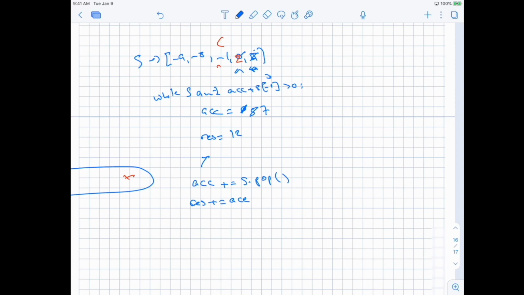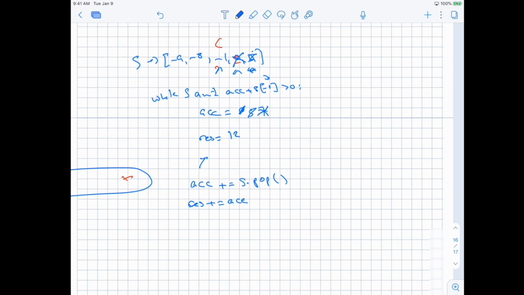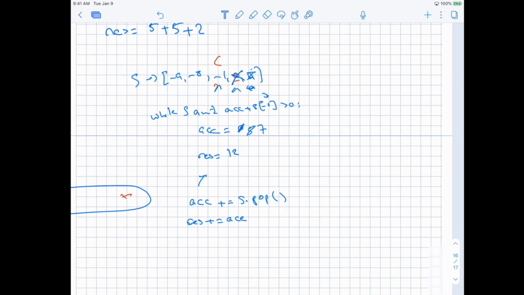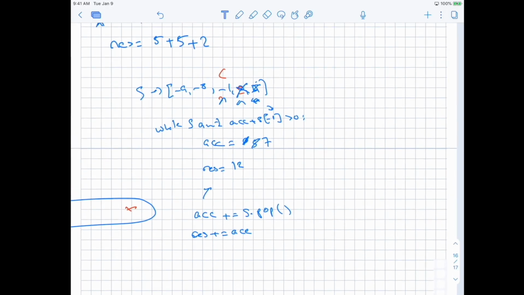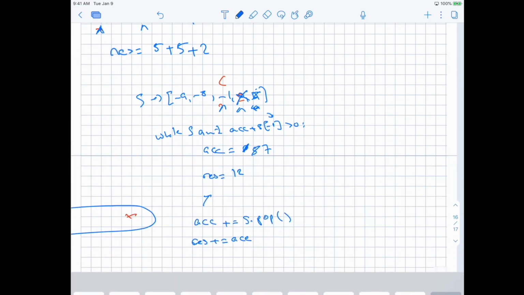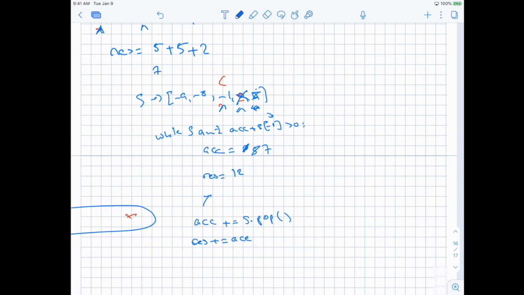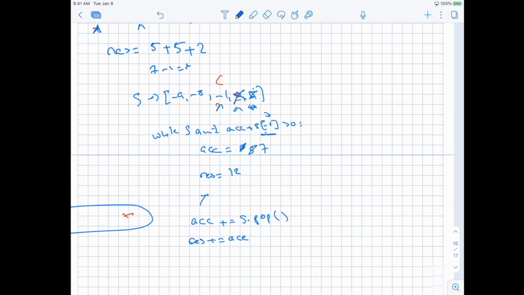And then we will move again, so we'll pop this 2, we'll move here to -1, and we check the accumulative value, which is 7, right? 7 plus the lightest one, which is -1, is 6. It's still positive, so we are still good to go. And so we add -1 to our accumulative value here, and so it becomes 6. And then we add 6 to 12, and this will become 18.